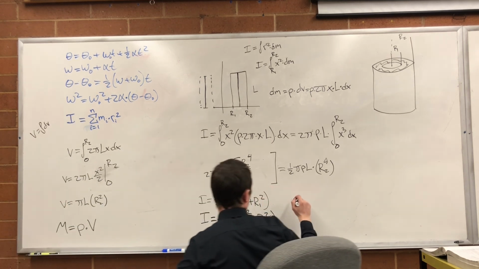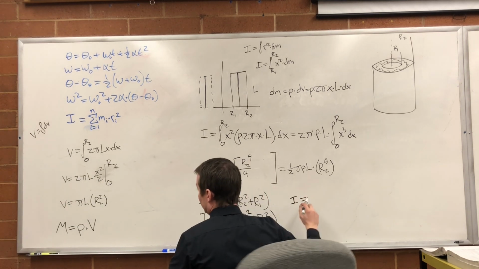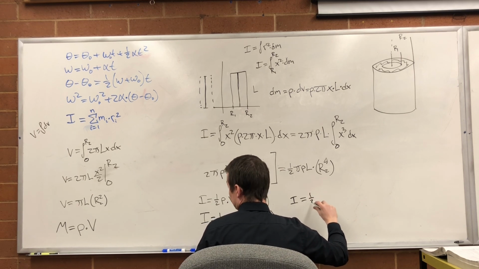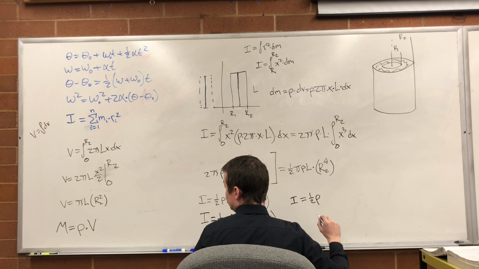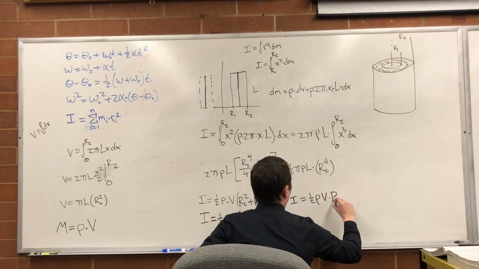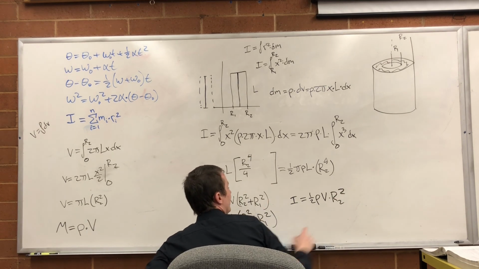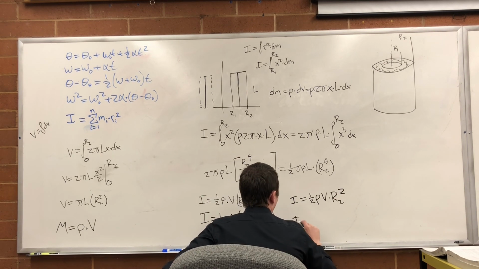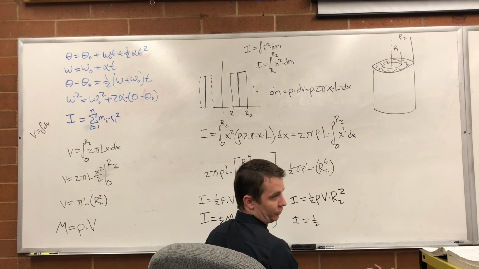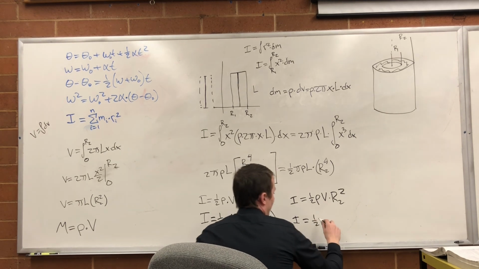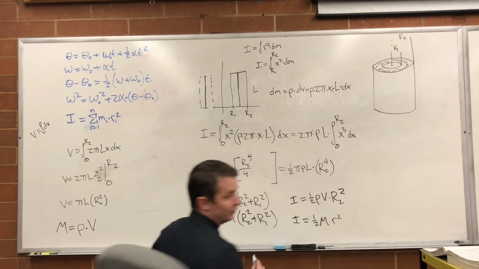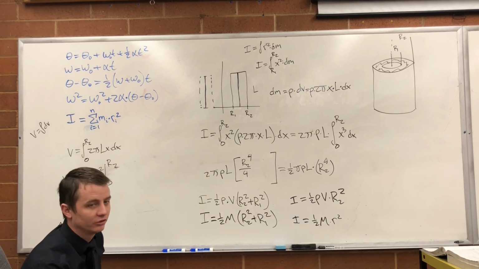So when we come and we replace that, we get inertia is equal to 1/2 rho, the pi L and 2 of those gives us our volume, times R2 squared. Replace that with the mass, and we get I is equal to 1/2. We don't really need R2 anymore since there's only one radius. That's our mass, so 1/2 mass times R squared, which is the moment of inertia for a solid cylinder.